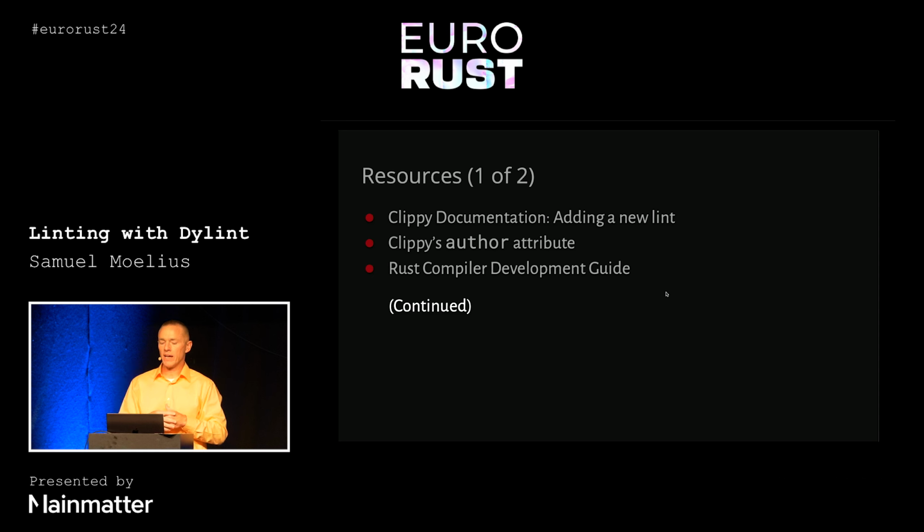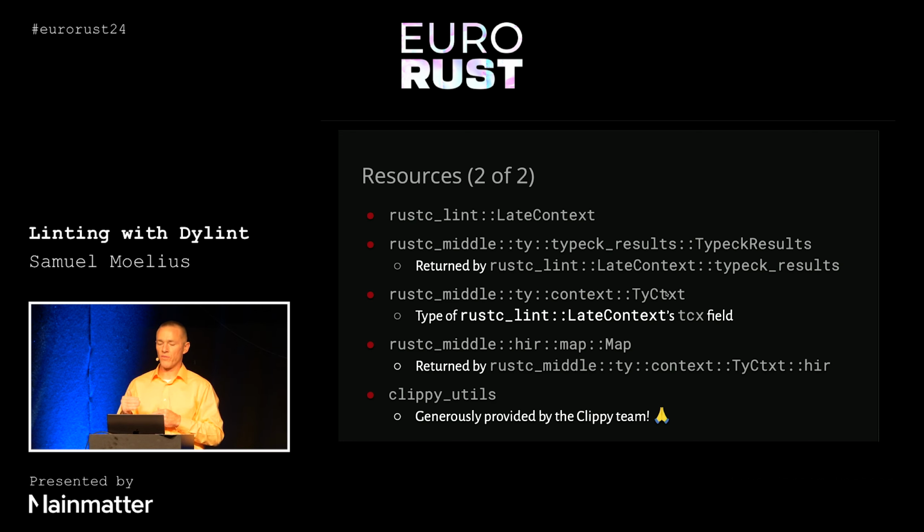And then third, all of these are Rust compiler APIs, and so of course the Rust compiler developer guide is the ultimate reference for any of these things. Now, those references are very likely going to point you to one of the 5 things on this slide, so let me just quickly say what they are.